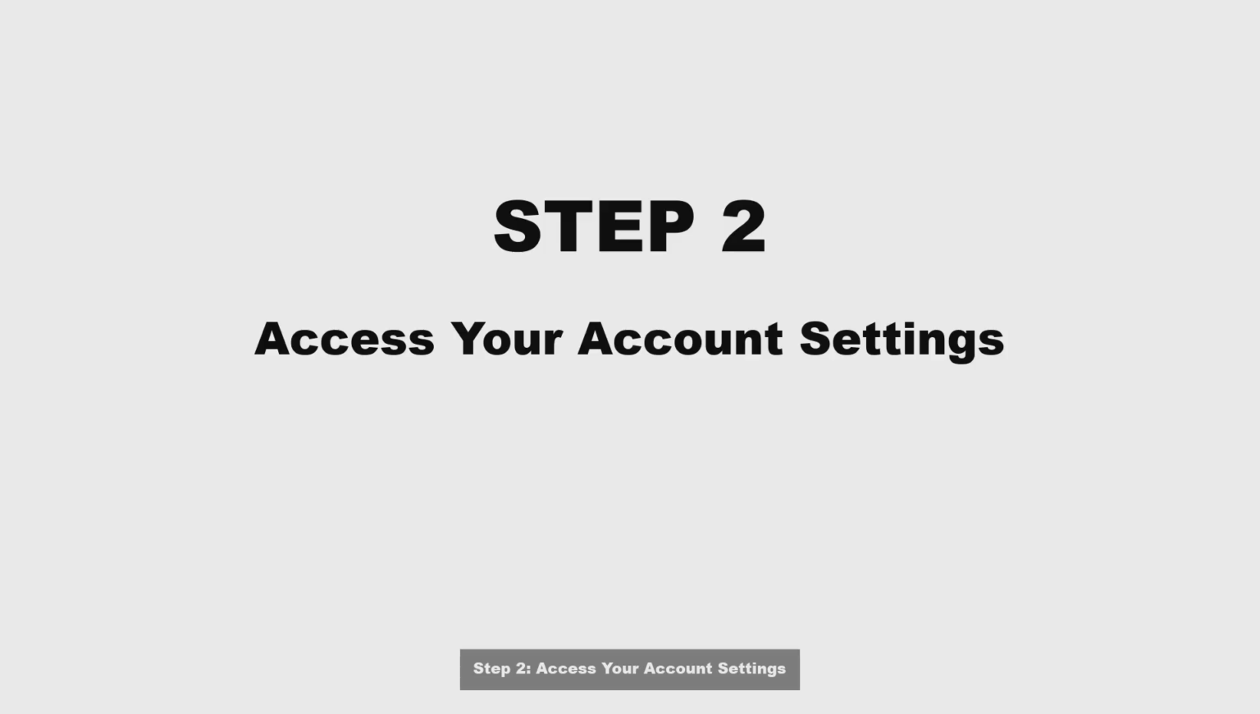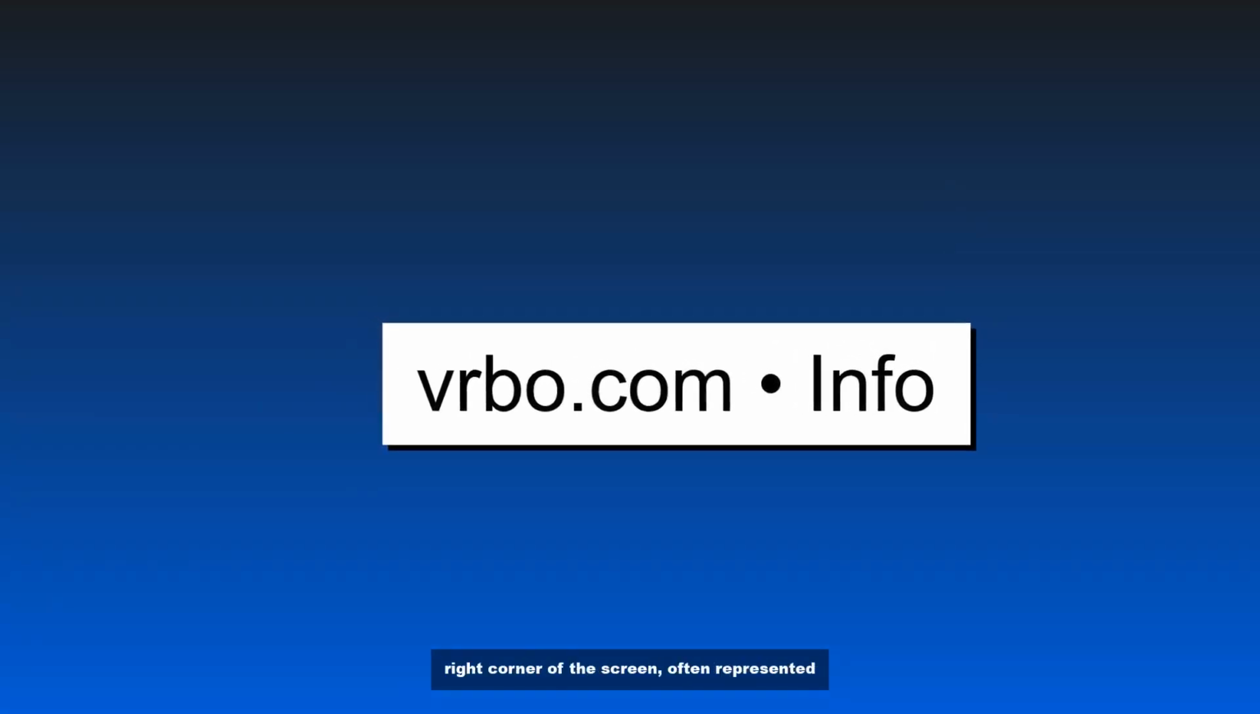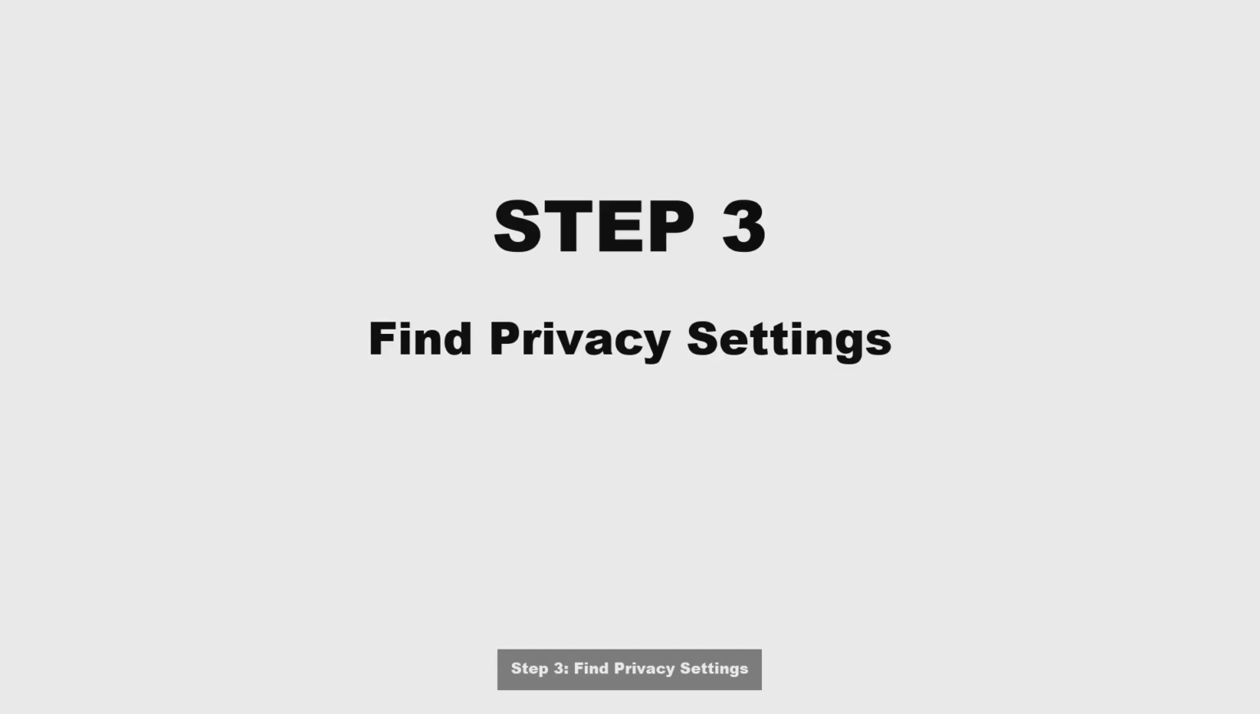Step 2. Access your account settings. Once logged in, navigate to your account settings. This is usually found in the upper right corner of the screen, often represented by your profile picture or an icon. Step 3. Find privacy settings. Within the account settings menu, look for a section labeled Privacy or Data Management. This is where you will find options related to your search history.